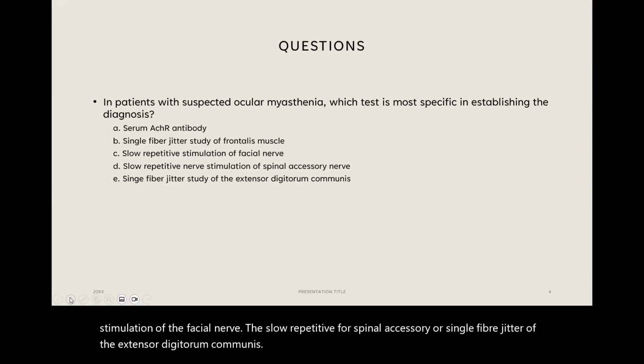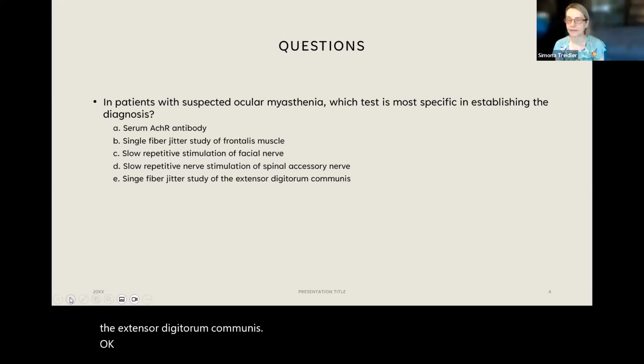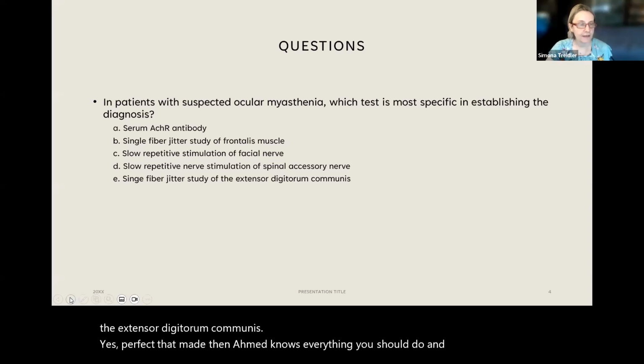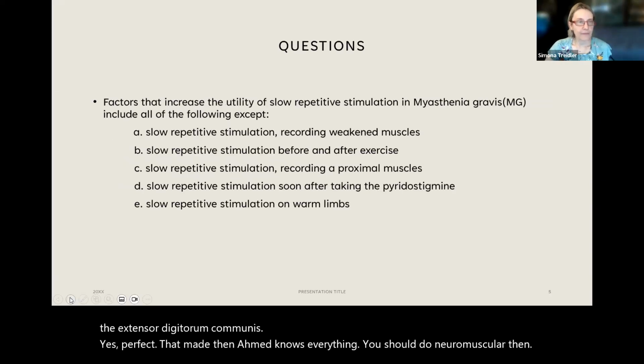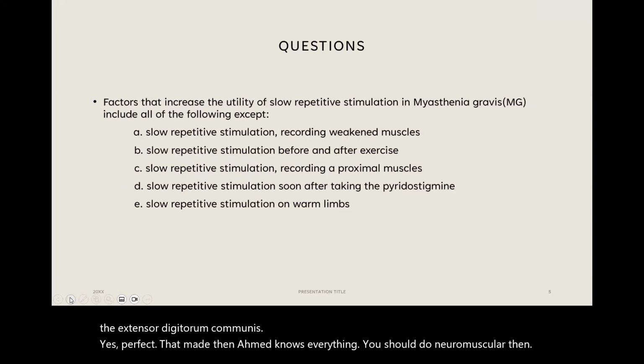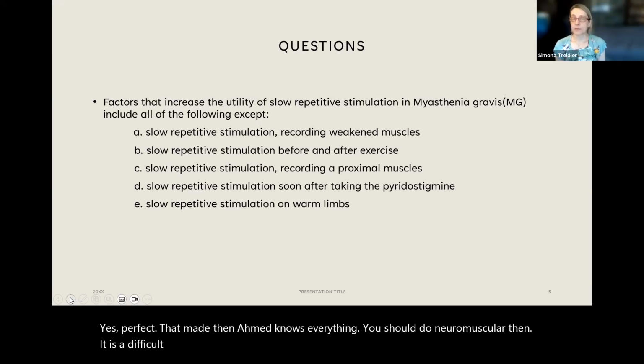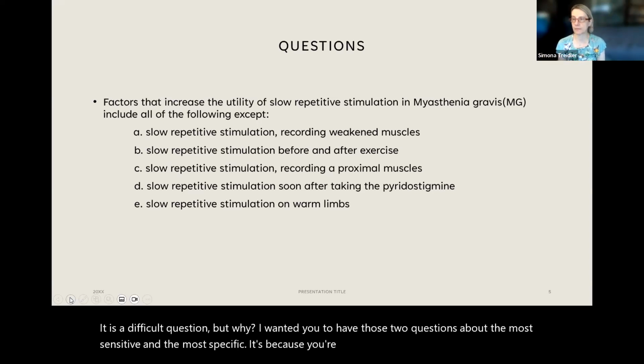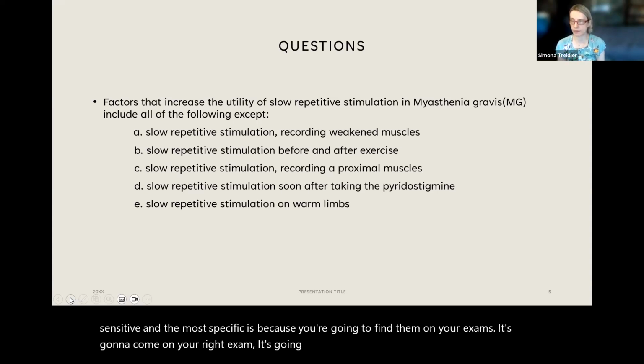I think it's the antibody, right? Yes, perfect, Ahmed. And Ahmed knows everything. You should do neuromuscular then. Well, thank you. It is a difficult question, but why I wanted you to have those two questions about the most sensitive and the most specific is because you're going to find them on your exams. It's going to come on your right exam. It's going to come on your boards.